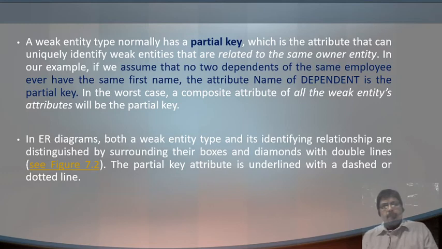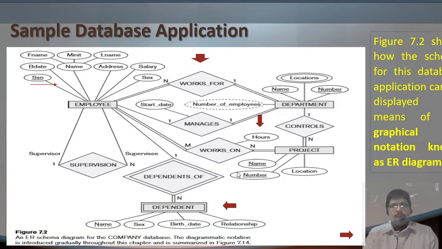Now in the ER diagram, both the weak entity type and its identifying relationship are distinguished by surrounding their boxes and diamond with double lines. The partial key attribute is underlined with a dashed or dotted line. So we will just go back and check it once again. Here you see dependent is written in a double line box, correct, and the diamond is also given in a double line box, and you see here name, it is underlined with a dashed underline, so you know that.